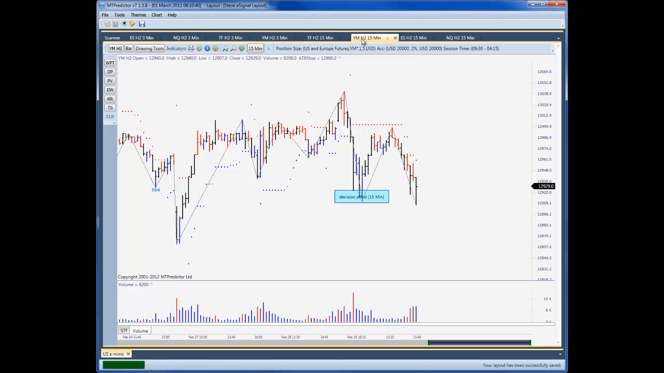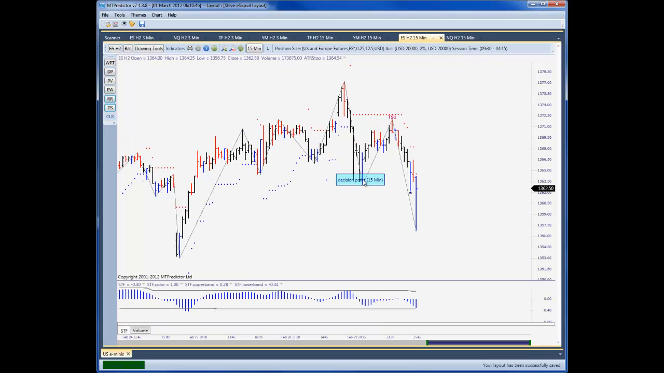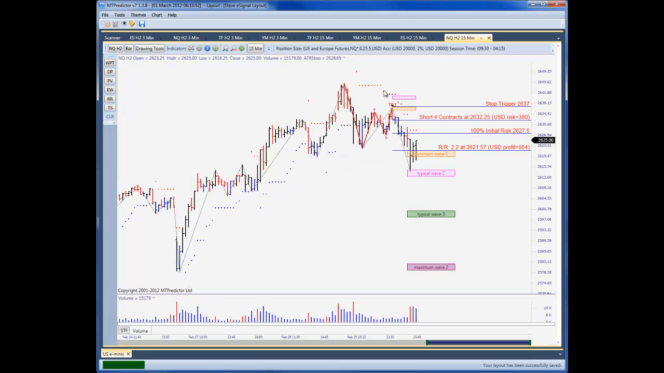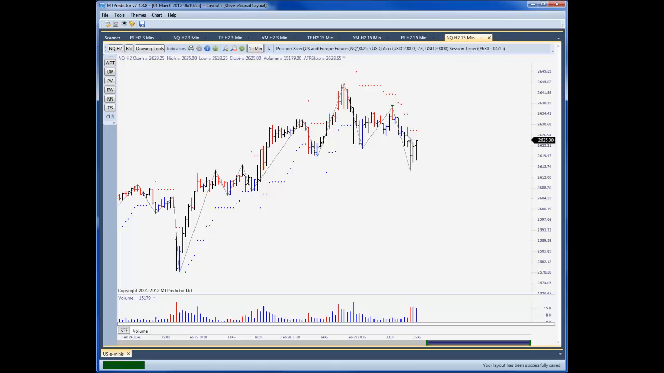On the 15-minute YM, we came down into DP support, had a rally back up. On the ES, we came down to DP support as well, rally up into a sell setup on the 15-minute chart. Same with the NQ, having a sell setup. So what could we have done from the trading side on the shorter term charts?